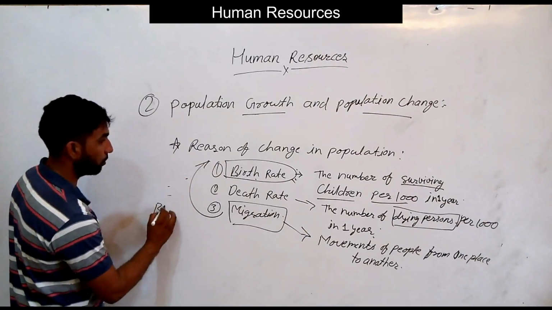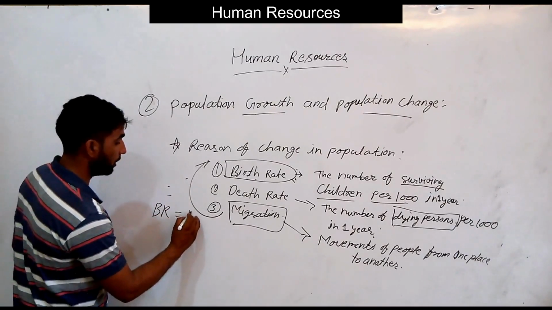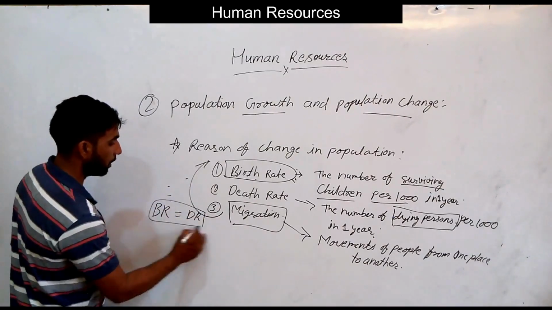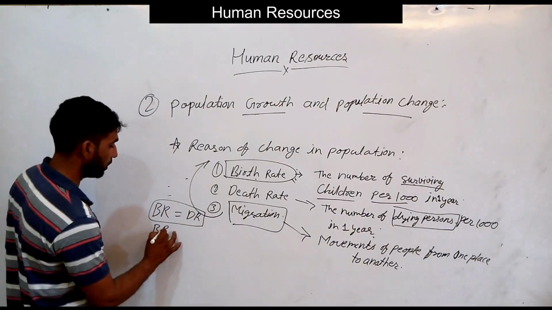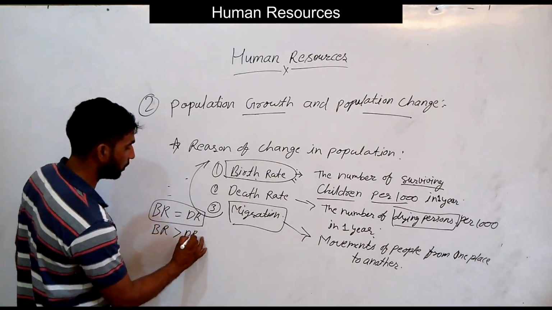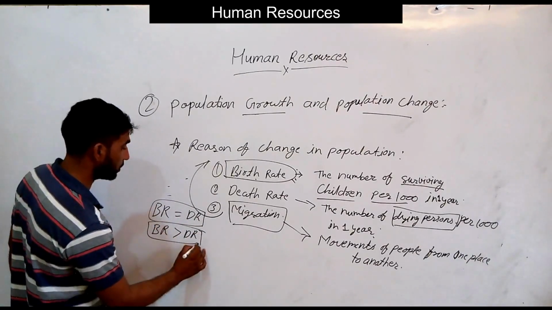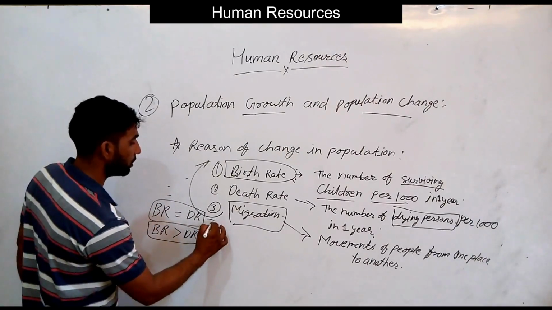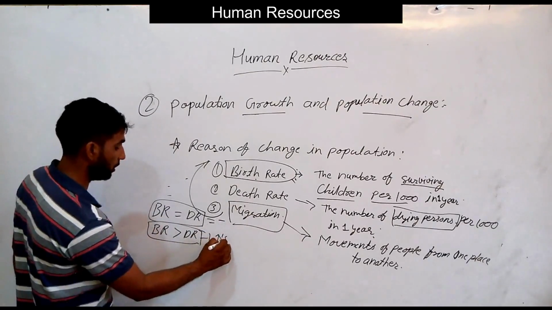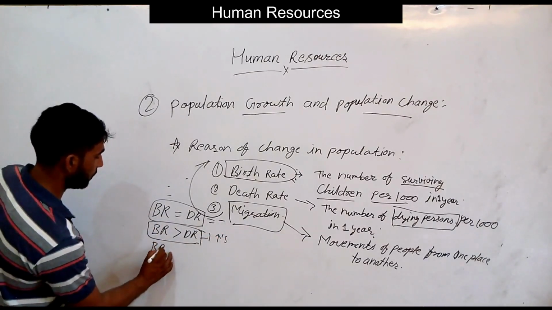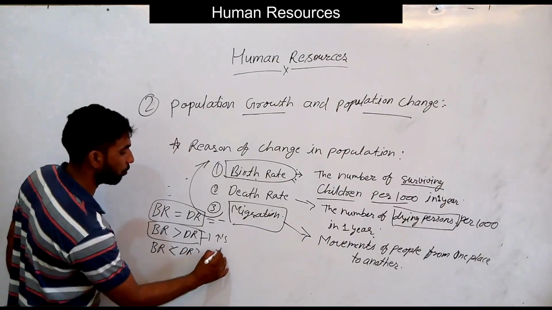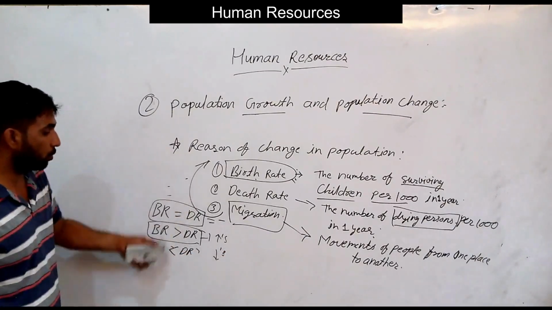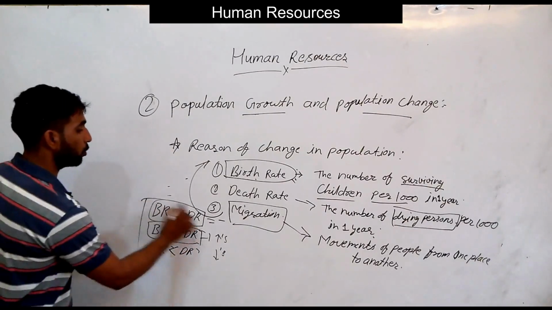I use the abbreviation birth rate equal to death rate. It means stability, constant stability. If the birth rate is higher than the death rate, the population will increase. If the birth rate is lower than the death rate, there will be a decrease of population.